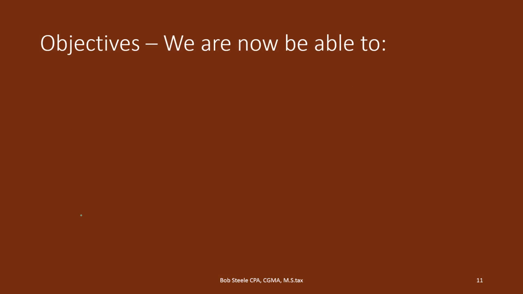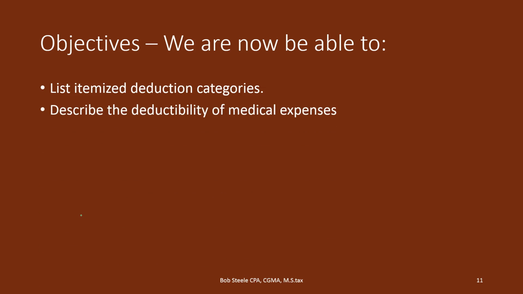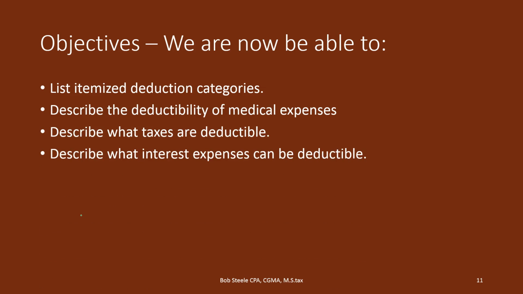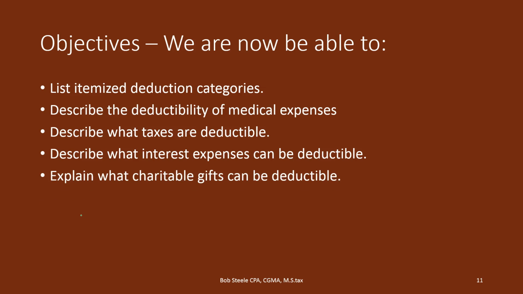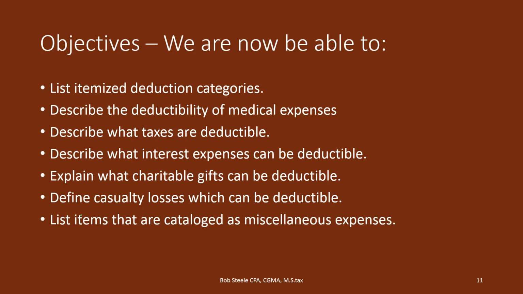All right, and so now that's the major essence of the itemized deductions. We are now able to list itemized deduction categories, describe the deductibility of medical expenses, describe what taxes are deductible, describe what interest expenses can be deductible, explain what charitable gifts can be deductible, define casualty losses which can be deductible, and list items that are categorized as miscellaneous expenses. Thank you.